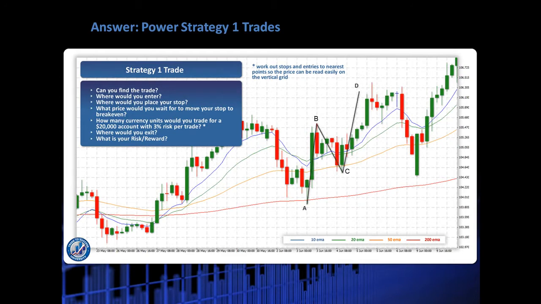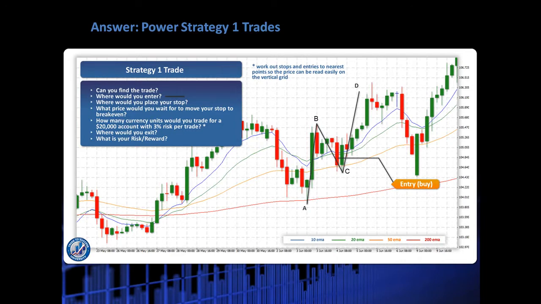Did you find it? The ABCD is as shown. The C to D leg is agreeing with the general trend of the chart, which is up. And so we're going to be taking a long trade here. Where would you enter? Well, you're going to be entering at the 25% mark from point C. The 25% mark of A to B from point C is about this portion here.